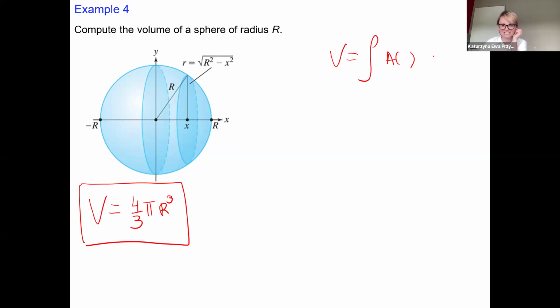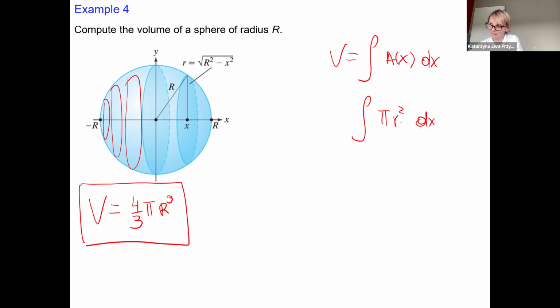Actually, the picture is suggesting that because this one is so symmetric, we may even slice it along the y-axis. But I think it looks like we did slice the x. That means with respect to x, it's basically pi r squared, but we have to get it in terms of x. Can you tell me the limits of integration? Where are we starting, where are we ending? It's just from negative r to r.